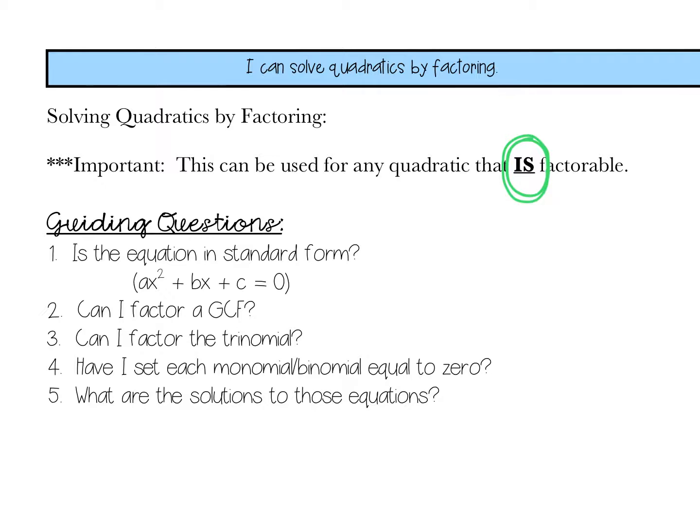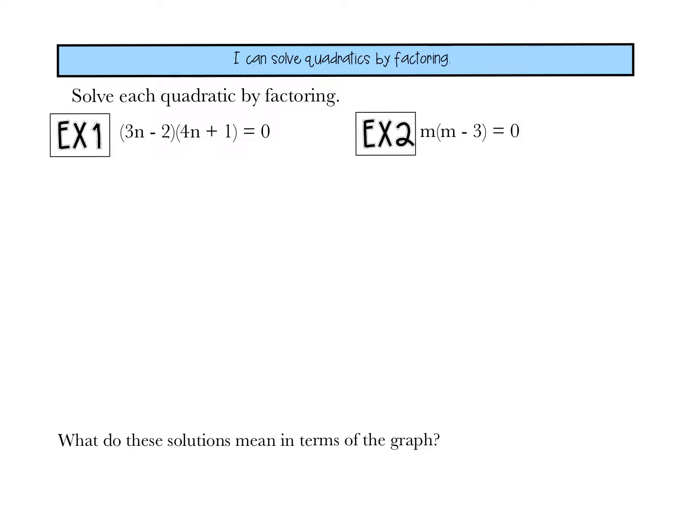So let's get started. These first two were intentionally already factored because I want us to focus on ensuring we can use the zero product property. So in the first one, the first question: is it set equal to 0? Yes. Is there a GCF, and can I factor it? These are already factored. So I already have two linear terms, so I can't factor it any further. And so I know that this number times this number is going to equal 0.